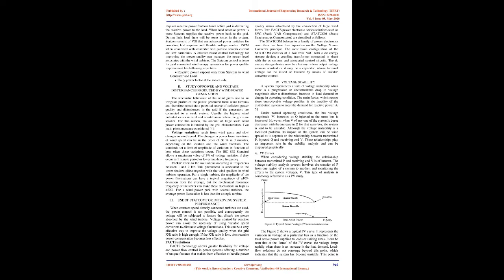3. Use of Statcom for improving system performance. When constant speed directly connected turbines are used, power control is not possible, and consequently the voltage will be subjected to factors that disturb the power absorbed by the wind turbine. Voltage control by reactive power can avoid the necessity of using variable speed converters to eliminate voltage fluctuations. This can be a very effective way to improve the voltage quality when the grid X/R ratio is high enough. If the X/R ratio is low, then reactive power compensation becomes less effective.